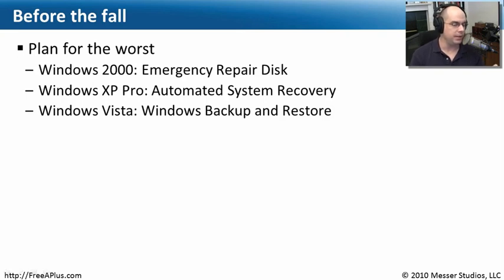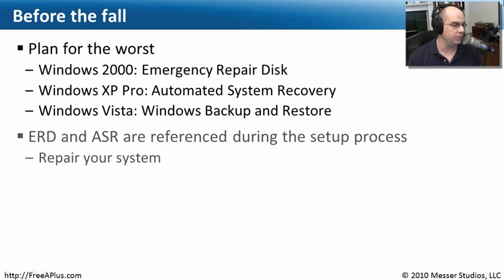In Windows 2000, there's something called an emergency repair disk. Windows XP Professional has a similar capability called automated system recovery. For Windows Vista, however, there is more of an integrated Windows backup and restore process. But regardless of which one of these that you use, you need to think about how you can begin to implement these. In fact, for most people, you'll want to always have an updated emergency repair disk or automated system recovery ASR disk or a set of backups and something we can restore from.